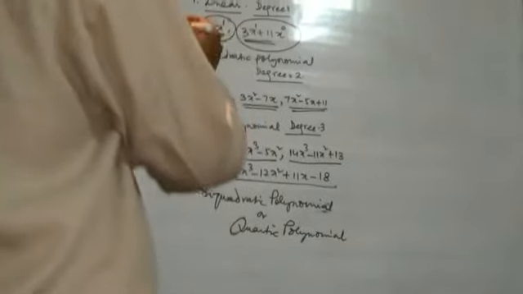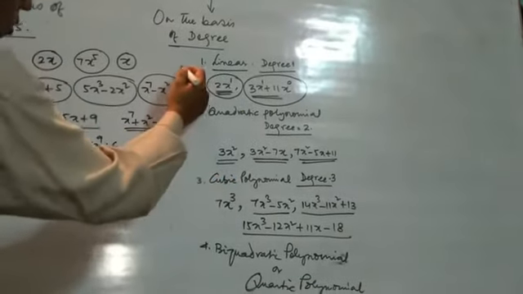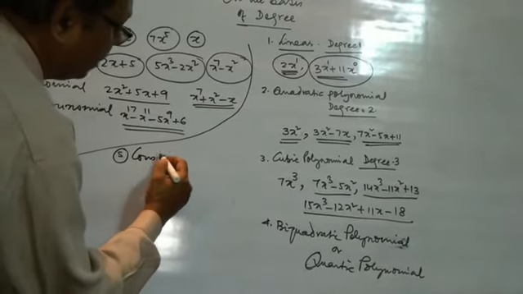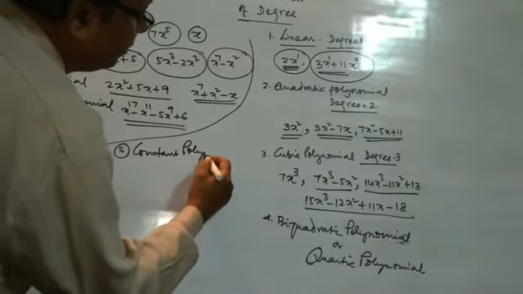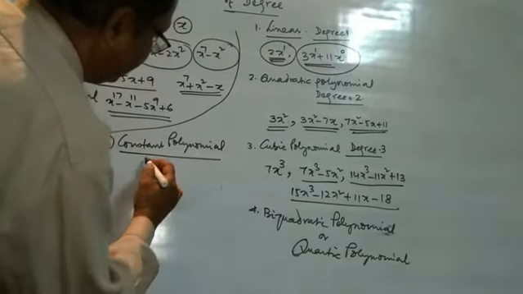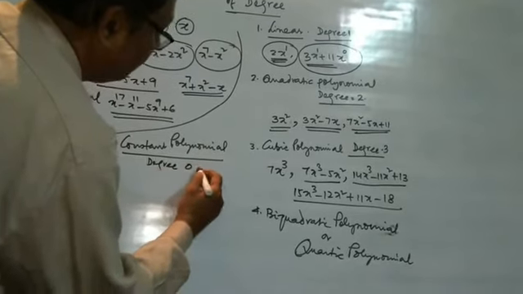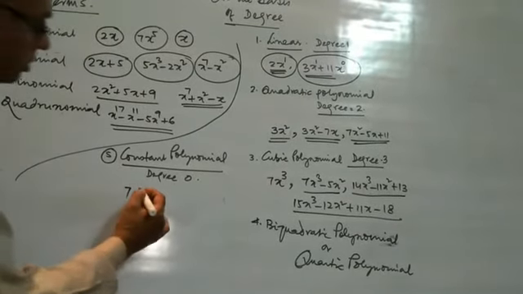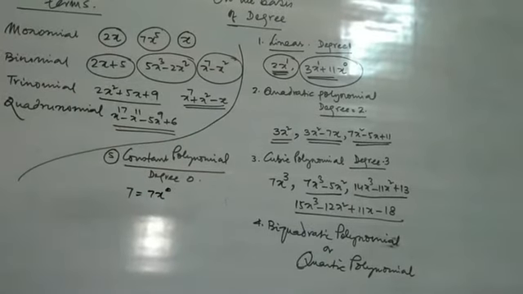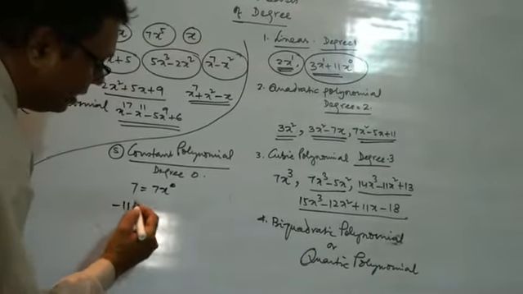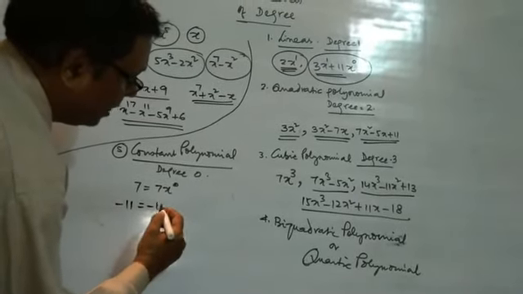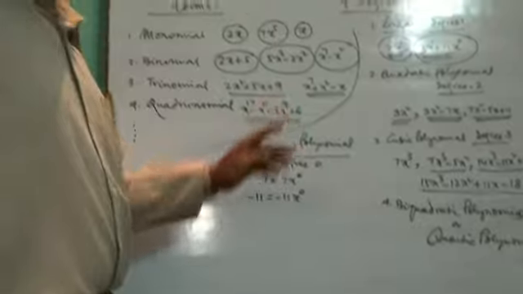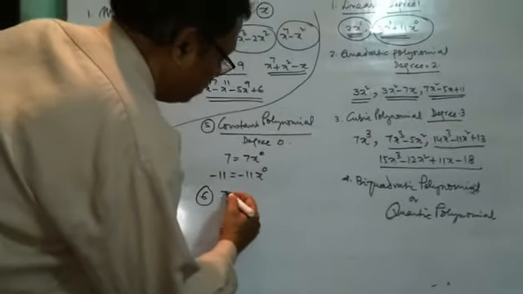Apart from these categories, you must remember that on the basis of degree, another polynomial is known as the constant polynomial. Any constant, its degree? 0. Write any constant number, suppose 7, it's a constant polynomial, because 7 can be written as 7 into x to the power 0. If you write minus 11, yes, it is a constant polynomial, you can write it as minus 11 x to the power 0. So what we are finding is that the degree of a constant polynomial is 0.